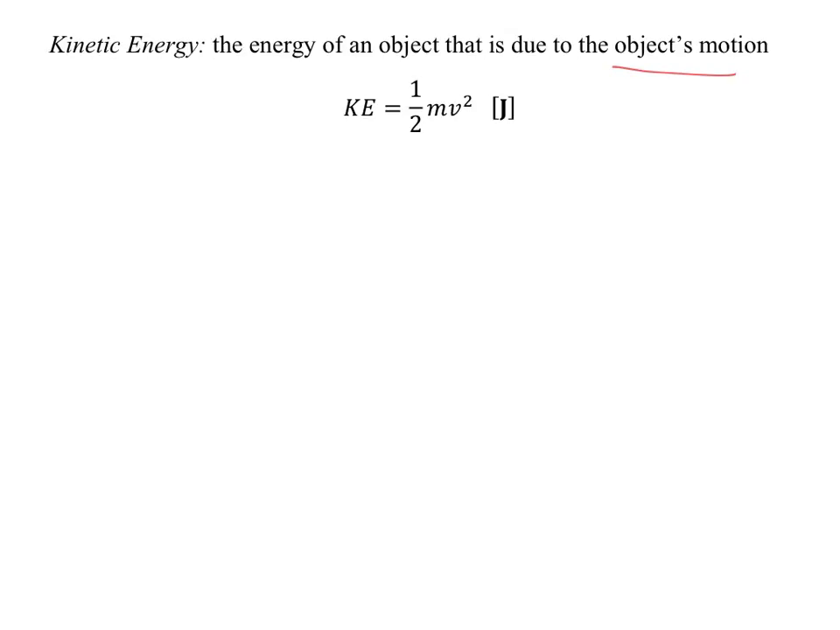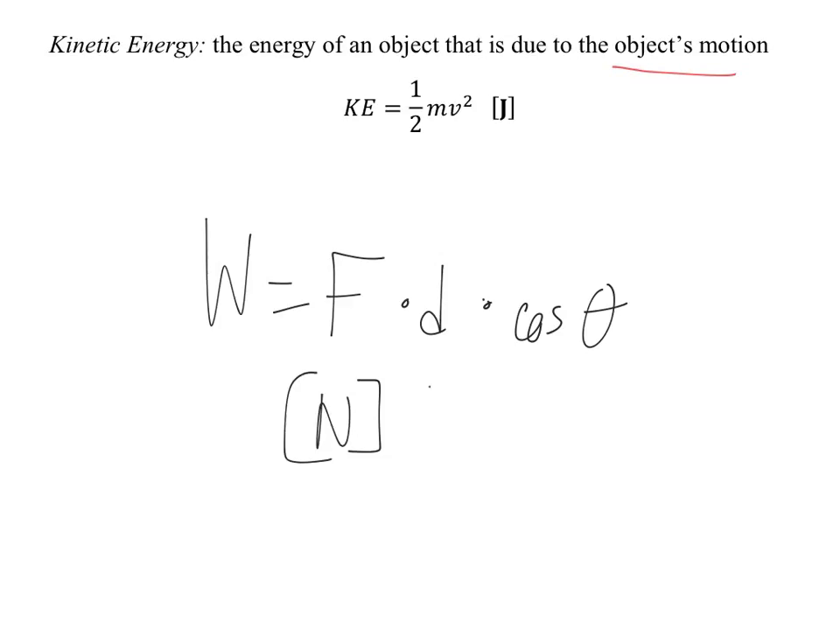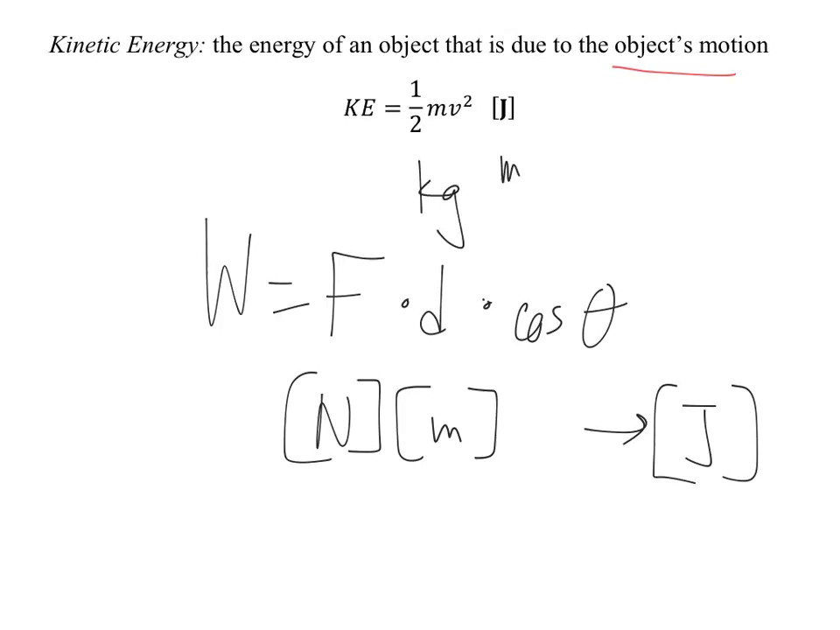What was our last formula that came out to be joules? Newtons times meters. So the last formula was this, right? Now, cosine theta has no units. This was a Newton, this was a meter, and this became a joule. And now suddenly we have a kilogram and a meter per second, that quantity squared, and that is a joule. It's interesting to think about, right?